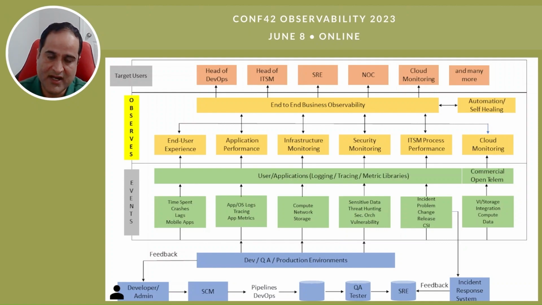And some of that we have listed here. There is a head of DevOps, there are ITSM teams, SRE teams, the network operations teams, the cloud monitoring team, and many more. Now, what is unique here? What is unique here is that two factors are there. One, we do a persona-based observability. That is a custom persona-based approach, where it can take the end-to-end business observability, and then it can also have automated self-healing.